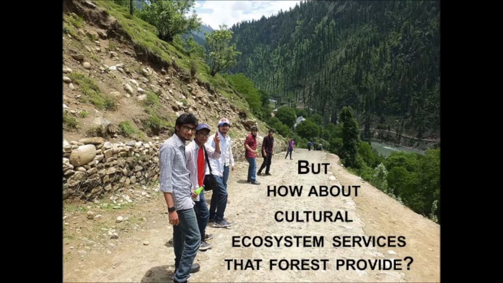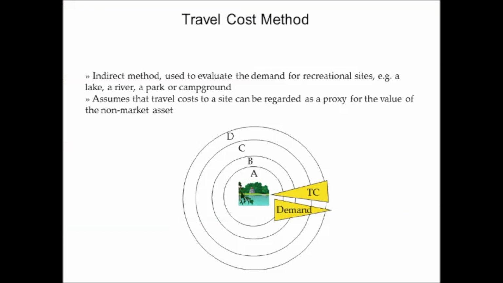But we can find substitute or surrogate goods that give us an idea that we can use as a proxy indicator. And this is what we do when we apply the so-called revealed preference approaches. Let's talk about an example. We can use the so-called travel cost method. The travel cost method works as follows. When we have a forest and we have some people that go to the forest for recreational purposes, we can use the travel cost that these people need to cover as an indicator for the value of the cultural ecosystem service recreation that the forest provides.